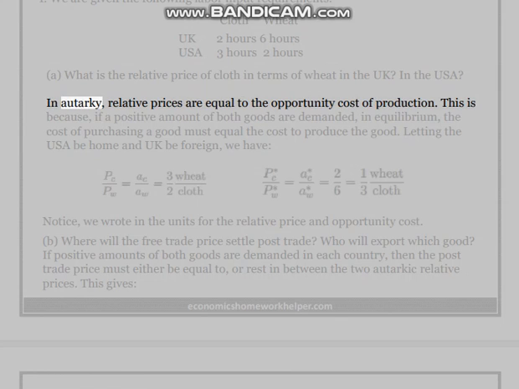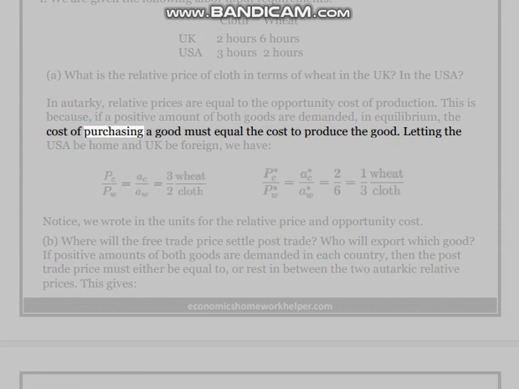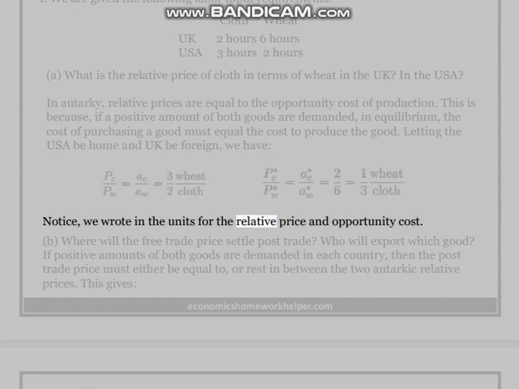In autarky, relative prices are equal to the opportunity cost of production. This is because, if a positive amount of both goods are demanded, in equilibrium, the cost of purchasing a good must equal the cost to produce the good. Letting the USA be home and UK be foreign, we have. Notice, we wrote in the units for the relative price and opportunity cost.